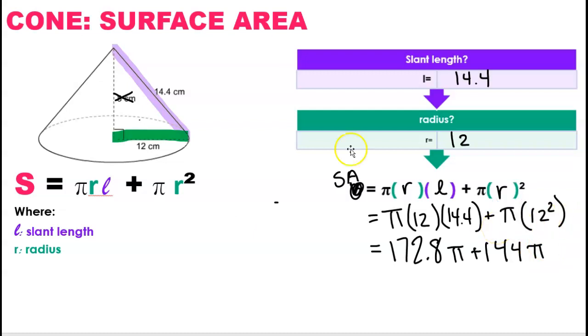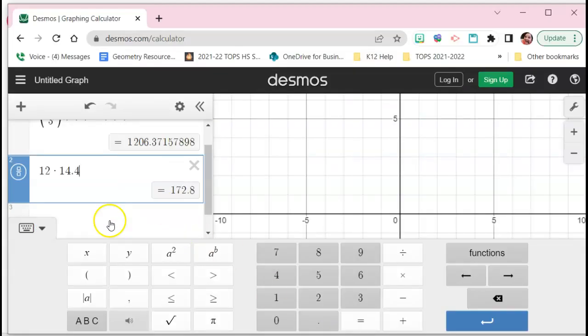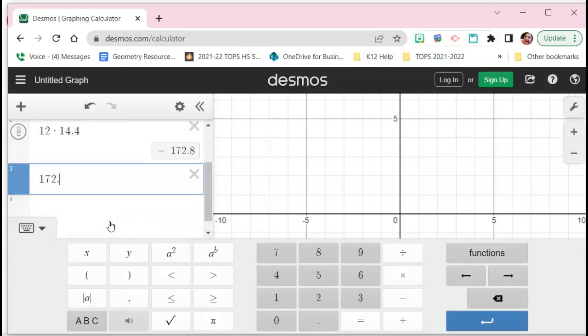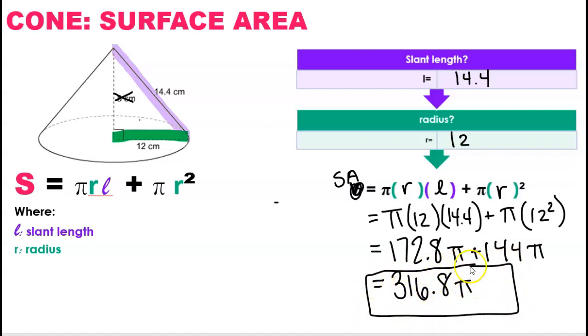So it's kind of like if I said I had 172.8 cookies plus 144 cookies. All I'm doing is adding those together. So I'm going to do 172.8 plus 144. So I get 316.8. So my answer is 316.8 pi. And again, this is leaving in terms of pi, and that's centimeters squared.